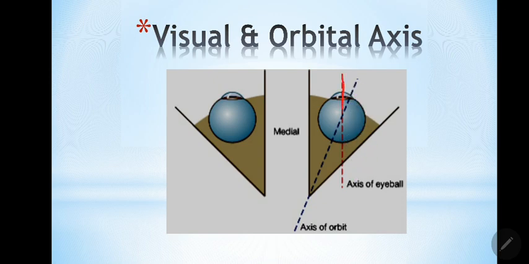So this is called the axis of the eyeball. Okay, and this one you can see is the axis of the orbit. So together you can say the angulation formed between the visual and the orbital axis, this angle here, is around 23 degrees. Okay, remember this.